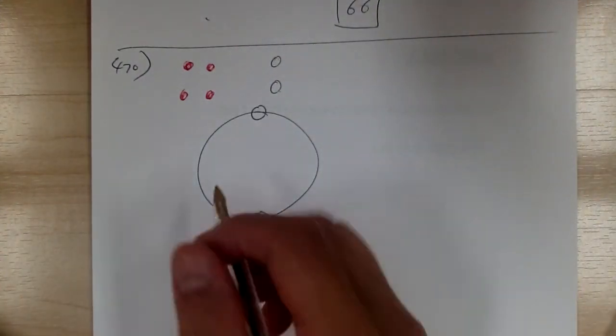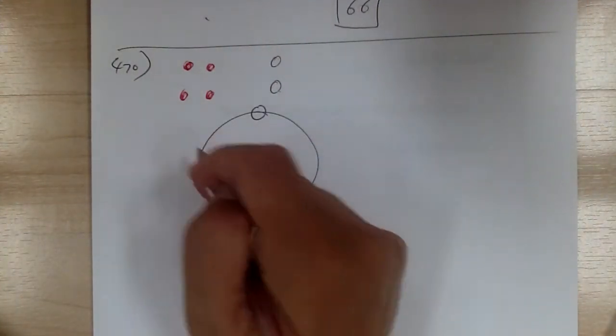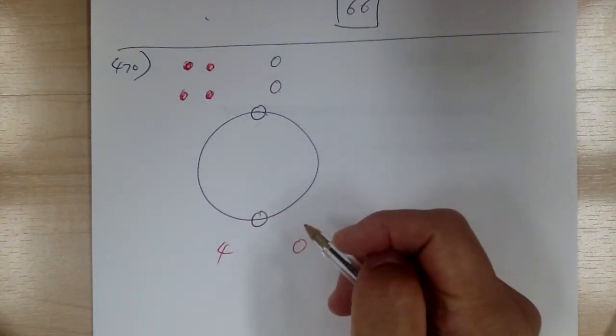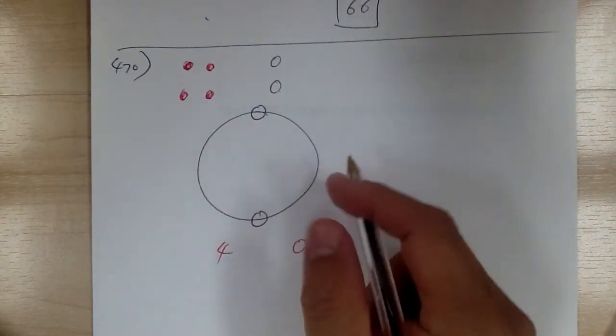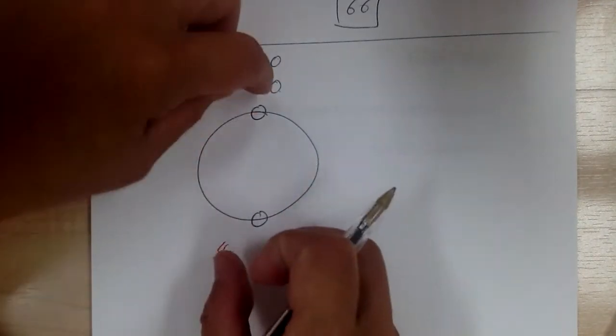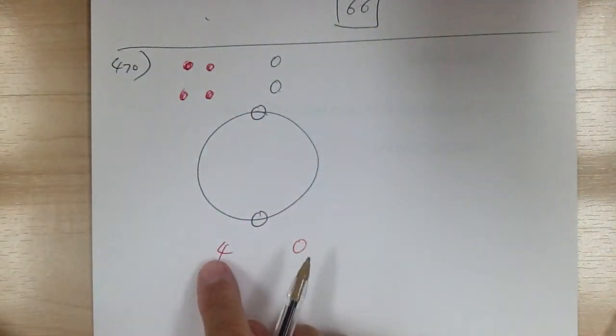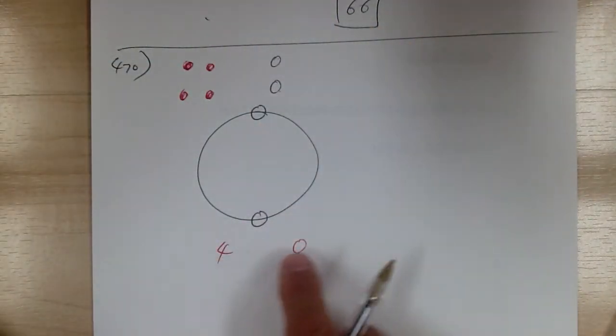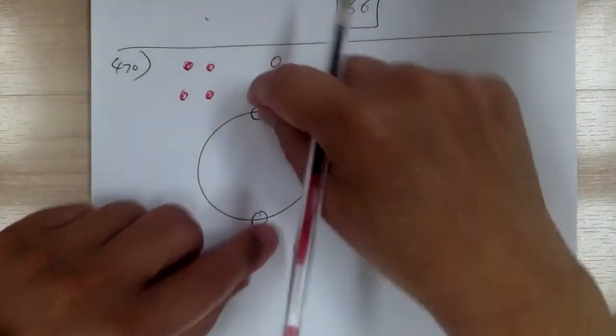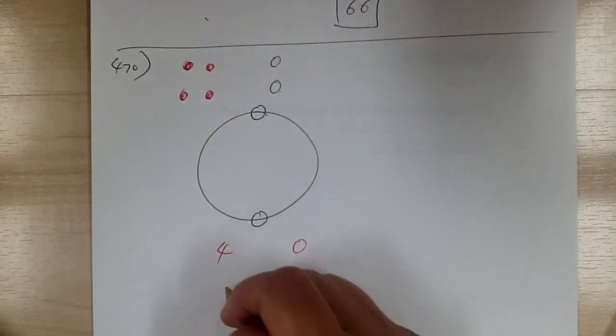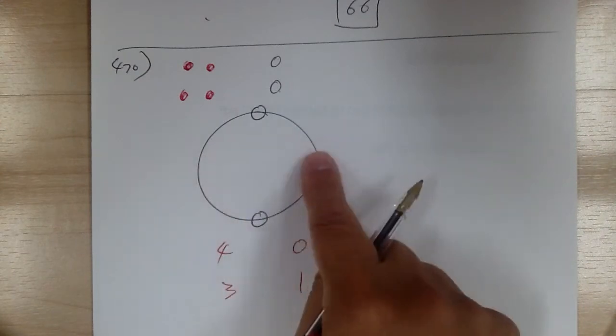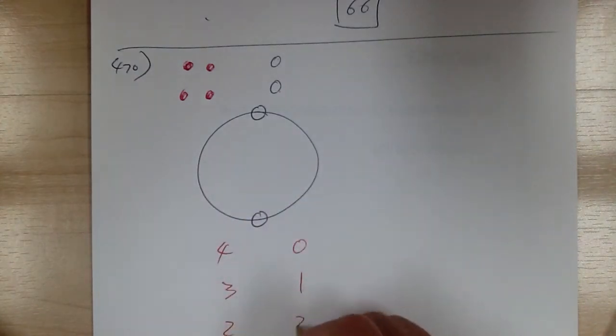So you can have all 4 on this side and none on this side. Now 4, 0 is the same as 0, 4. If you put 0 here and 4 over here, it's the same as when you rotate. So 4, 0 is identical to 0, 4 because it's a circle, so you can rotate. The next one would be 3, 1, so you've got 3 red ones here and 1 red one here. And you've got 2, 2.